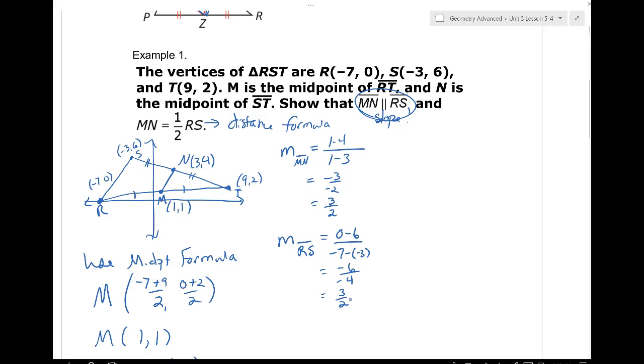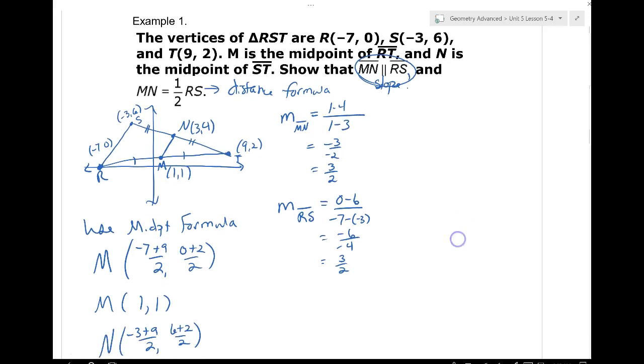All right, do they have equal slopes? So they're what to each other? The slopes are equal. Yes. So guess what? We just showed that segment MN is parallel to segment RS. Woot woot. Good. Now what do we have to do? Now I gotta do my distance formula. I need to show that MN is half the size of segment RS.